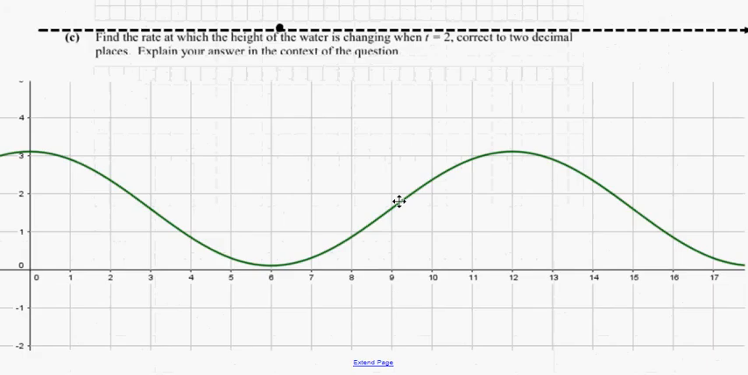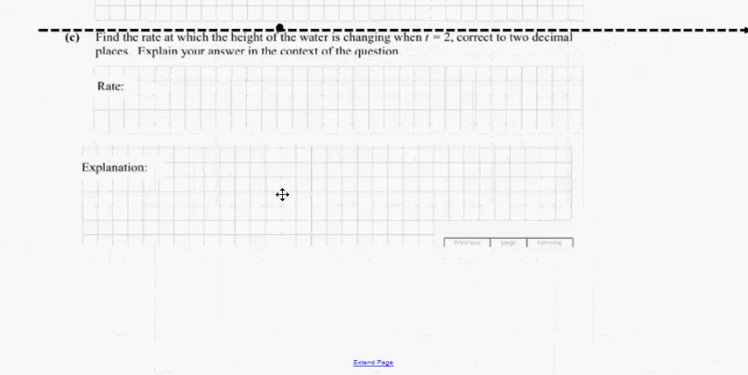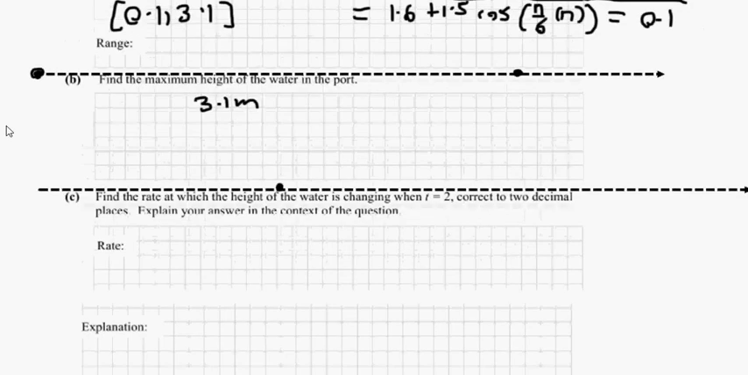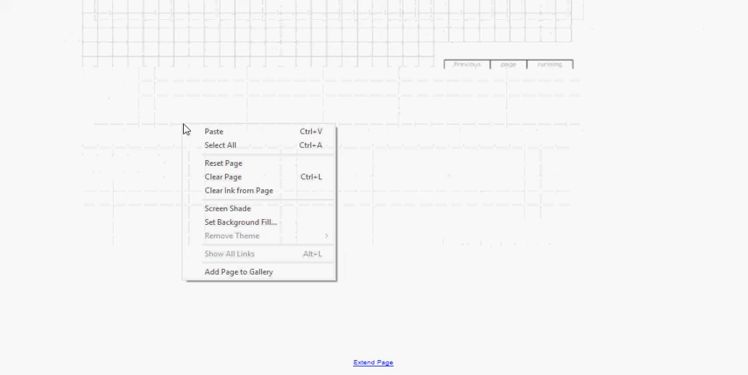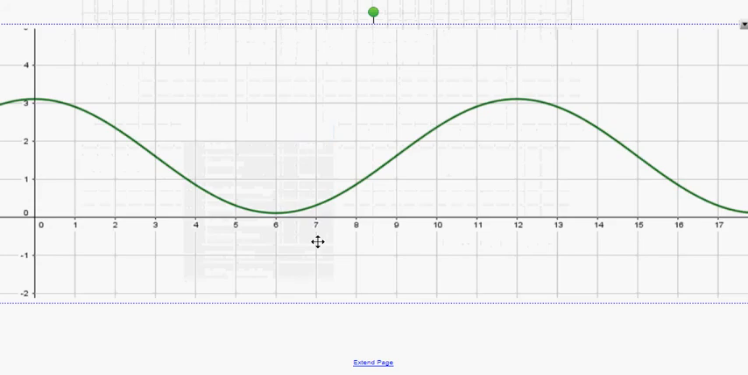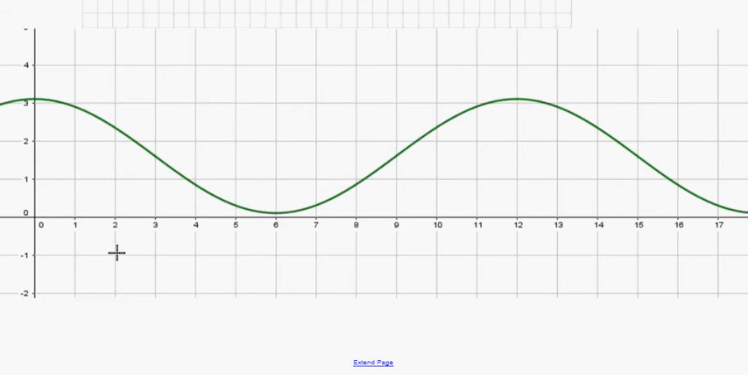It wants me to find the rate at which the height of the water is changing when t equals 2, correct to 2 decimal places. When you see the word find the rate, that's a differentiation question. And I want it when t equals 2. So let me show you what to expect here, right? When t equals 2, what we're looking at is it's on a downward trajectory. See why t equals 2 here? That's t equals 2. Look at it, it's a negative slope. It's on its way down.